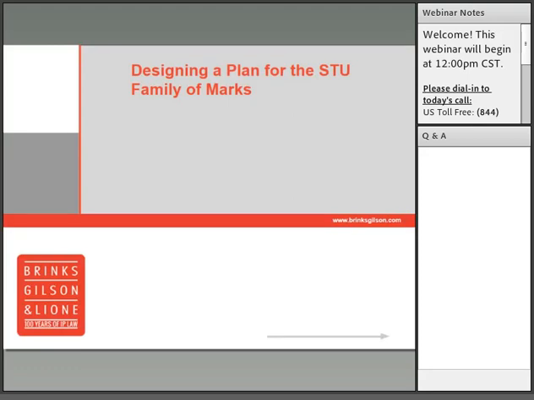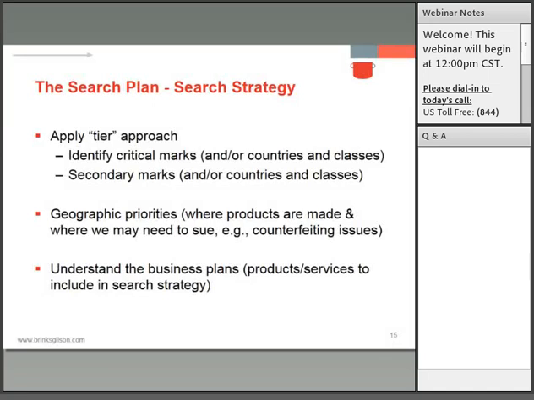All right, so designing a plan for the STU family of marks. We talked about this earlier, the tier approach, which is really just about priorities. So marketing needs to decide the top priorities for its product, at least from a timeline perspective. So normally, Tier 1 countries are the countries that are going to have launches in the near future.